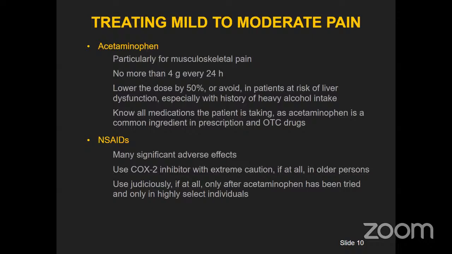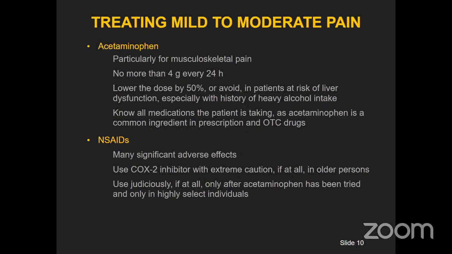NSAIDs, non-steroidal anti-inflammatory drugs, have many significant adverse effects. Use of COX-2 inhibitors in the elderly should be with extreme caution. If at all, in older persons, use judiciously, and only after acetaminophen has been tried and only in highly selected individuals.